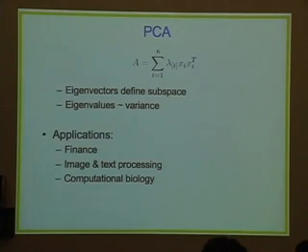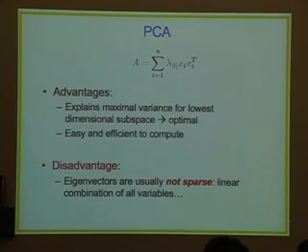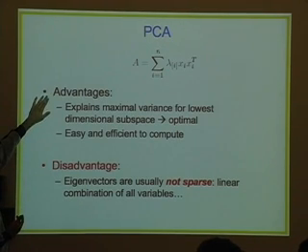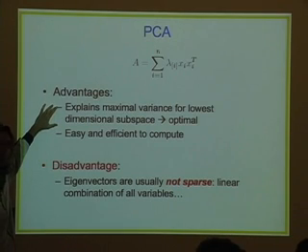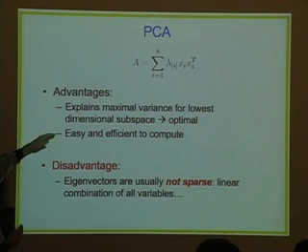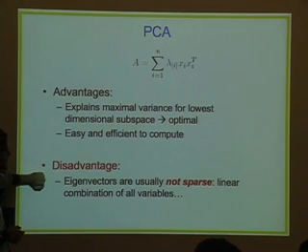Now, these techniques, principal component analysis, have a lot of applications in different fields, but there is one issue with principal component analysis. It's optimal in the sense that it will give us the lower dimensional subspace in the data that explains most variance in the data. It's pretty efficient to compute as well, eigenvalue decomposition. But the problem is that these eigenvectors are very often not sparse, because they're often linear combinations of all variables.